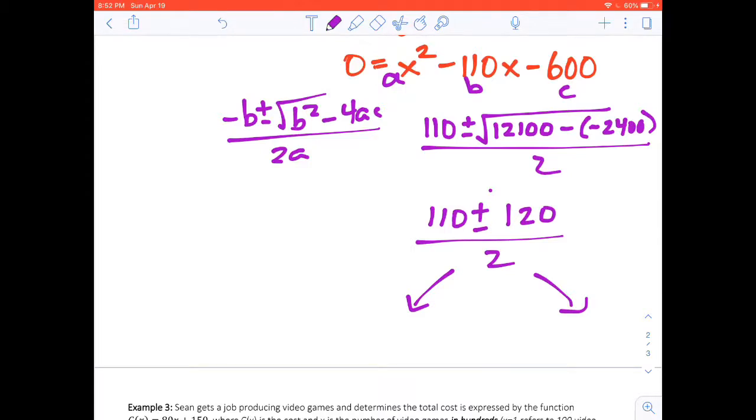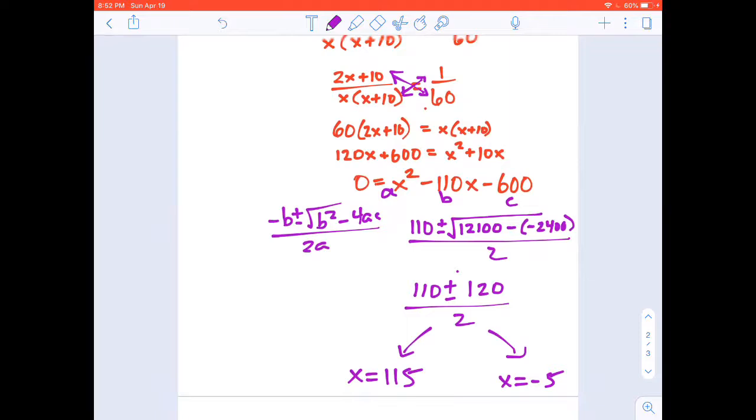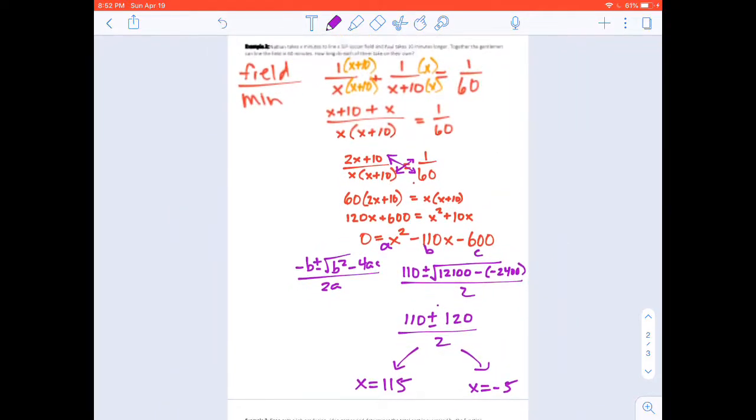So 110 plus 120 divided by 2, we would get x is equal to 115. And x is equal to 110 takeaway, which is about negative 5. If you kept all the decimal places, you'd have something really, really close to these ones. Now we have to ask ourselves, do these answers make sense? Now keep in mind what x was.